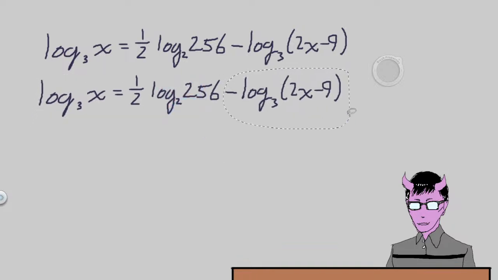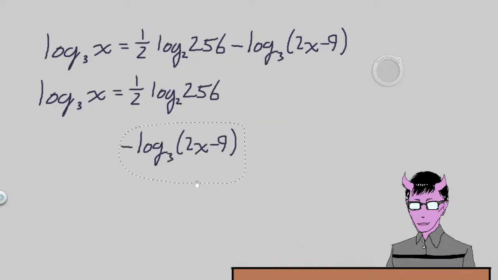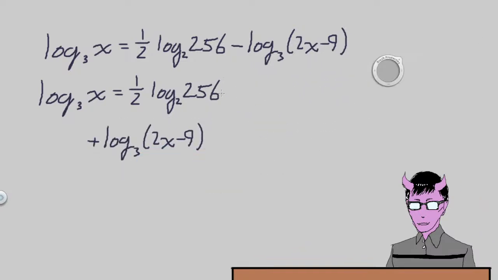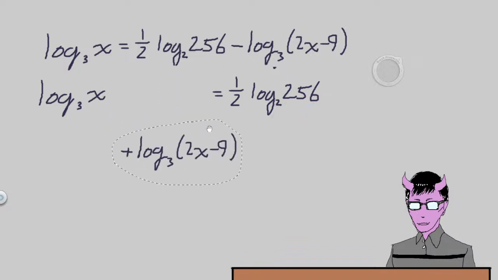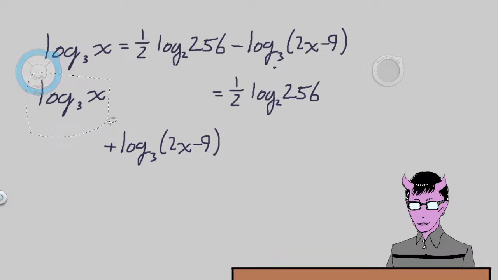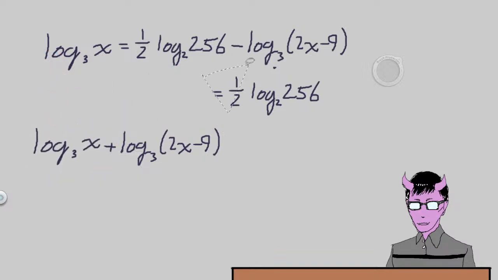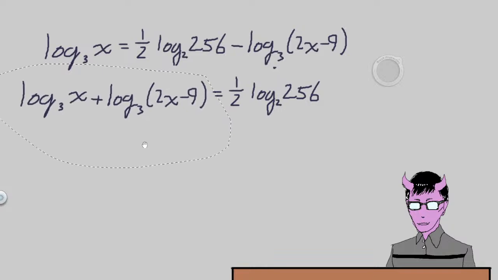So again, we're going to take this one, add it to both sides, so it'll become plus log base 3 of 2x minus 9. And let's move everything over to make space. Oh no, not enough room. I should have just rewritten them. There we go. So yeah, we just move this one over to the other side. Not particularly riveting.